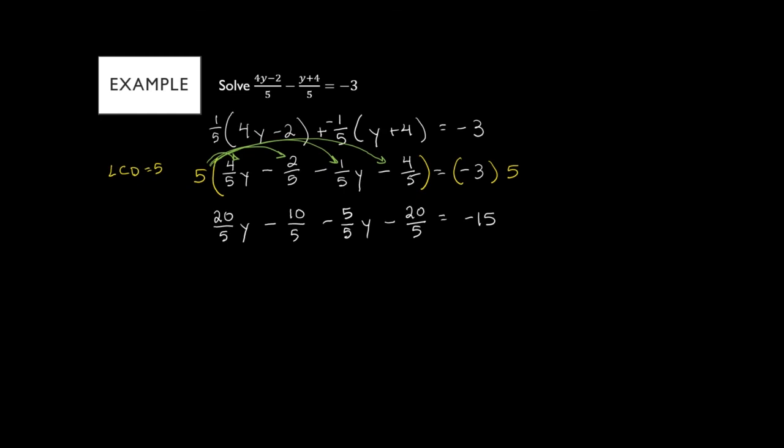So now that I've got these fractions and I've multiplied through, I'm going to do my division. So 20 divided by 5 is 4. So we got 4y minus 10 divided by 5 is 2. 5 divided by 5 is 1, so I have a minus y. And then 20 divided by 5, that's 4 again, so that's a minus 4 equals, and then my negative 15.